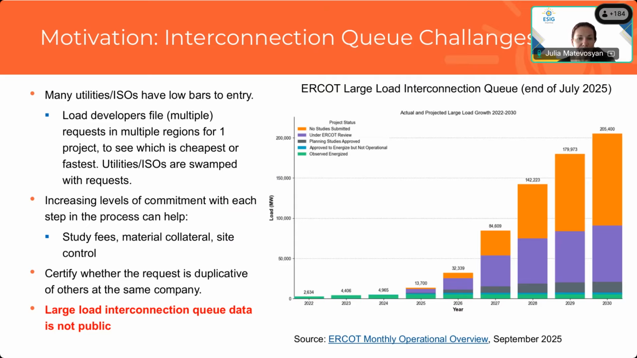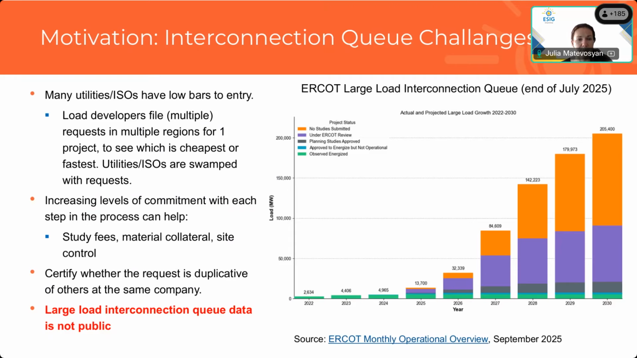So the growth is really unprecedented, but there is also a lot of uncertainty in these queues, because there are a lot of exploratory applications where load developers are looking for places where they can connect faster and cheaper, where conditions are more beneficial, and therefore there may be multiple applications for the same project in the queue. And it was found in our work that increasing levels of commitment in each step of the interconnection process may help to reduce this uncertainty.